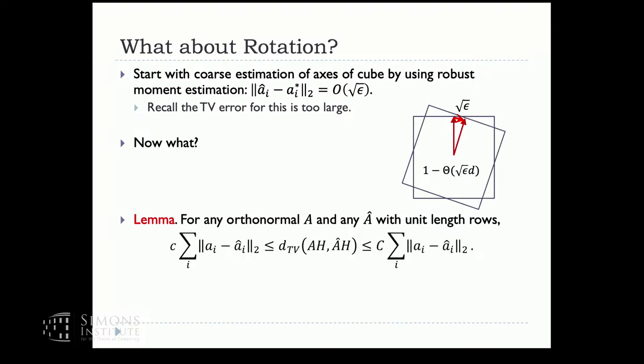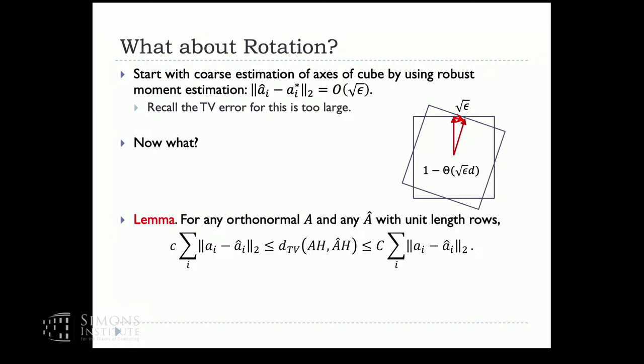So here's the dilemma. I'm stating it here for the normal vectors, but it's also for the mean. If you look at the total variation distance between an orthonormal A and any other A hat, take any A hat, not necessarily orthonormal, H is the cube, so it's some rotation of the cube and some other affine linear transformation of the cube. Then this total variation distance is upper bounded by an absolute constant times the sum of the L2 errors, and it's also lower bounded by the sum of the L2 errors with a smaller constant. So the sum of the L2 errors in your vectors gives you the TV distance.